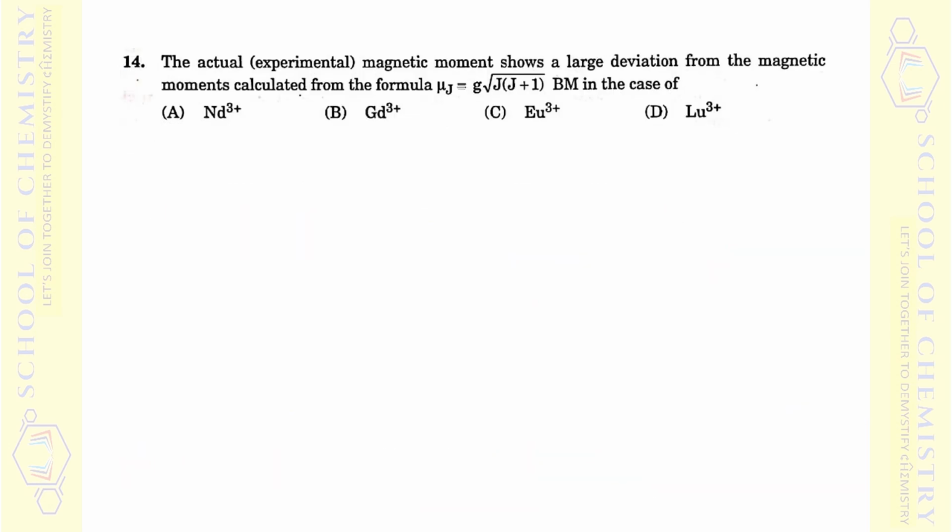The next question is from the f block. The actual magnetic moment shows a large deviation from the magnetic moment calculated from the formula mu J equal to g into square root of J into J plus 1, in the case of... Actually, this formula is used when the coupling of L and S is more. In such a case, this formula is to be used to calculate or predict the magnetic value.